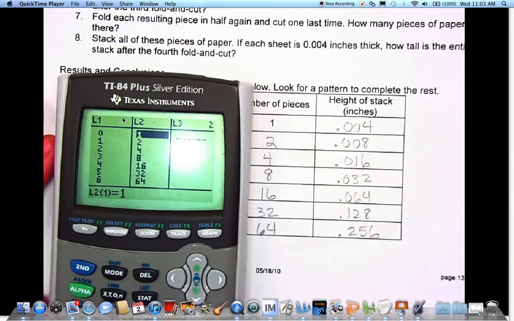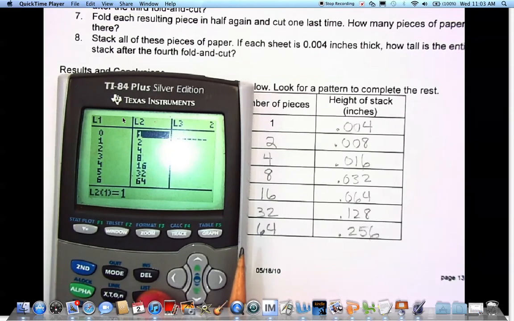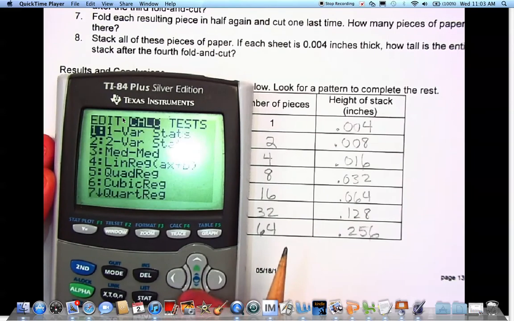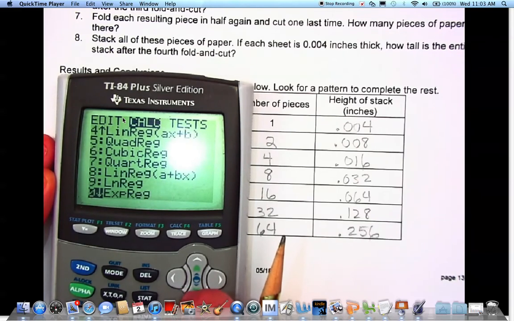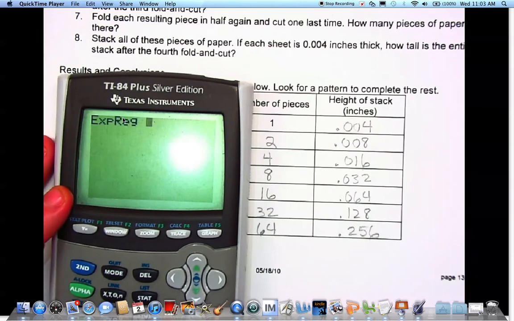Okay. Has everybody got it in? Okay. Let's go to Stat Calc. And there's linear regression, quadratic regression, cubic regression, quartic regression. And then if you keep going down, we get to exponential regression. Now push enter. And push enter again.